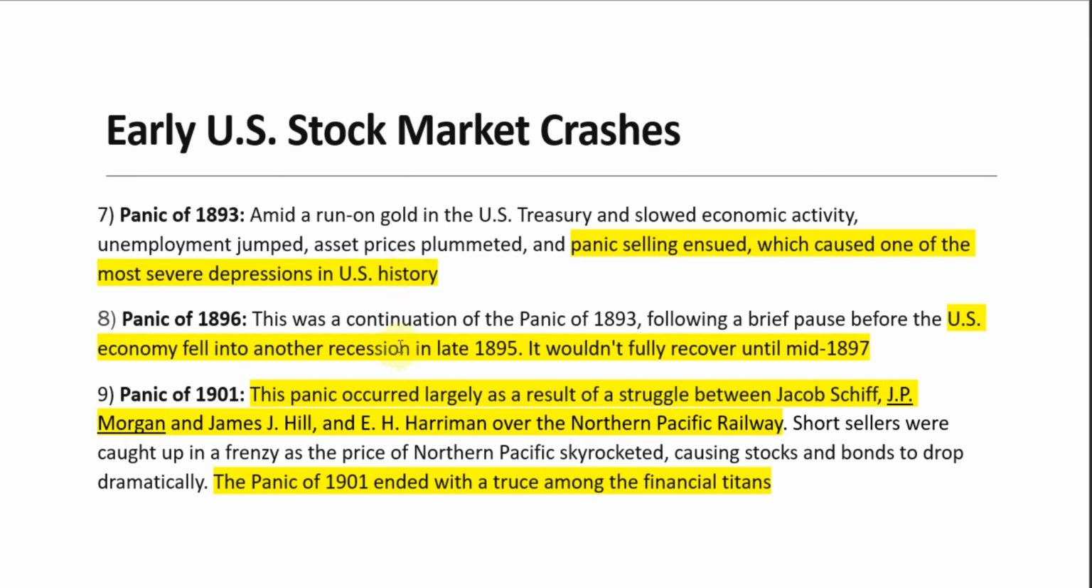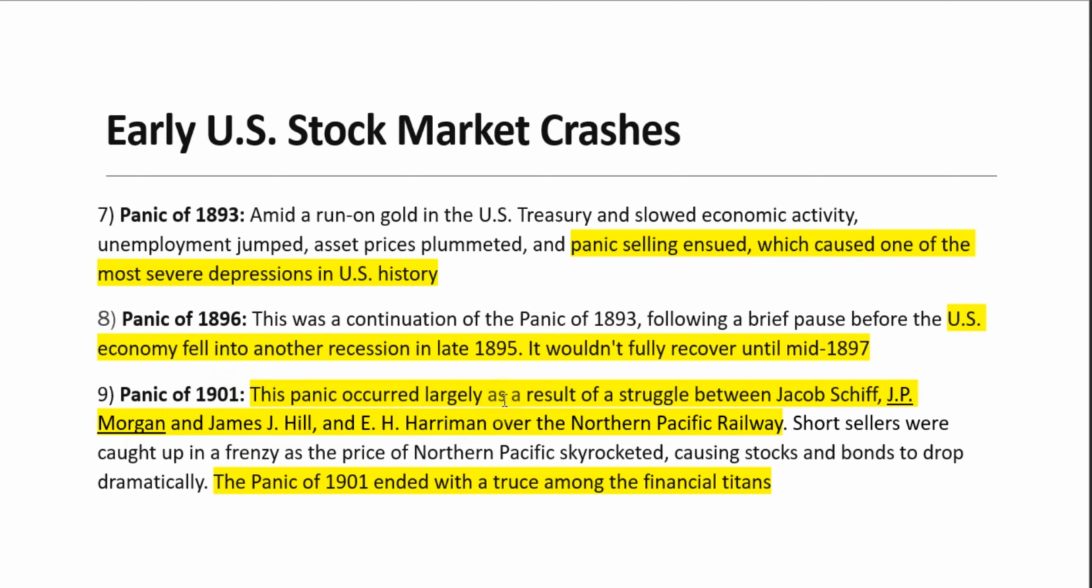1896. It was basically a continuation of the 1893 depression. We had a little pause there, and the U.S. economy fell. Then the U.S. economy fell into another recession in late 1895, and then it wouldn't fully recover until mid 1897. And then we're getting close to the 1900s here, the Panic of 1901.